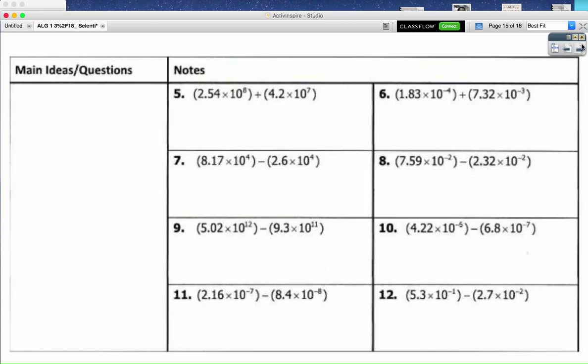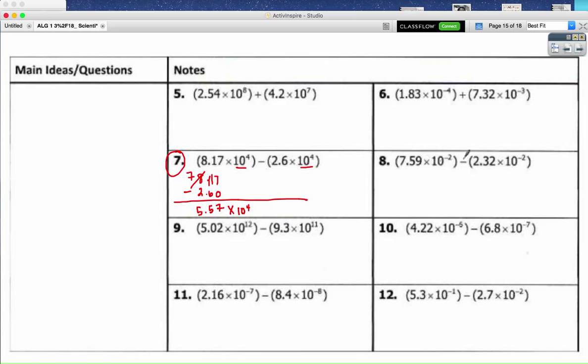So adding and subtracting, it's the same thing. I have to have a common exponent. If I don't, I need to fix it to have one, and then I could add or subtract the numbers out front. So we'll jump to another example. Example number 7 is the first subtraction problem. We have 10 to the 4s that match, so we just subtract the numbers out front. 8.17 minus 2.6. So that's going to give us 7 minus 0 is 7. 1 minus 6 I got to borrow. So that's a 5. 5.57 times 10 to the 4th power.